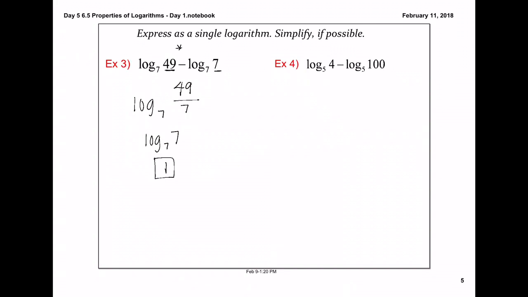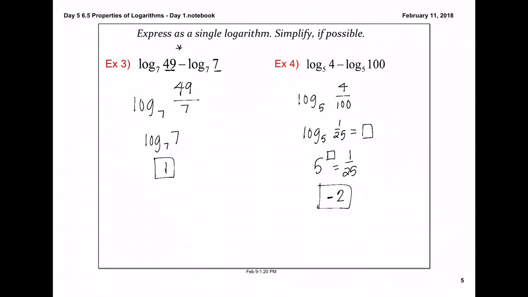Again, example 4 says log with a base 5 of 4 minus log with the base 5 of 100. We can rewrite that as 4 over 100. So we're looking at log with a base 5 of 4 100ths, which simplifies to 1/25. We ask ourselves, 5 to what power is equal to 1 over 25? In order to get a fraction, we know we need a negative number, and it's -2.